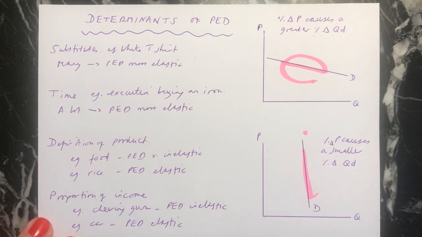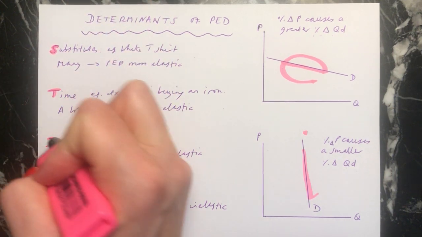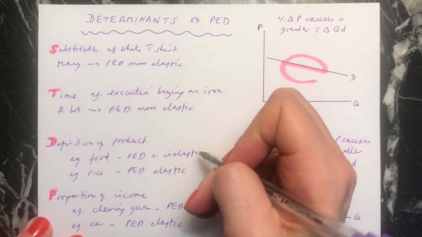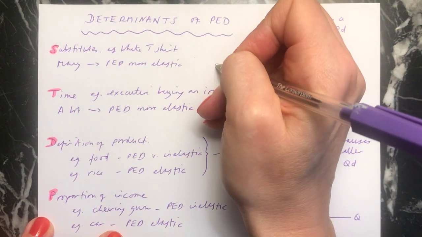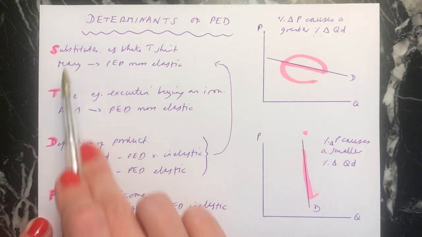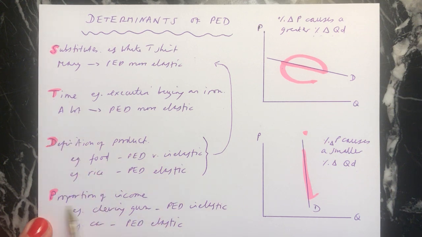So the main things to remember are firstly STDP, and the D part of this, the definition of the product, really this is the same as how many substitutes are there for the product, which really takes us down to the S, the T and the P. Are there substitutes? How long do you have to look for alternatives? And what proportion of your income is taken up by buying the product?